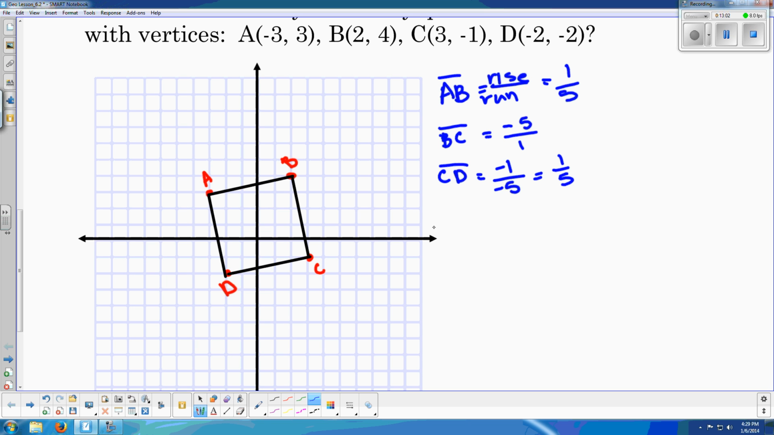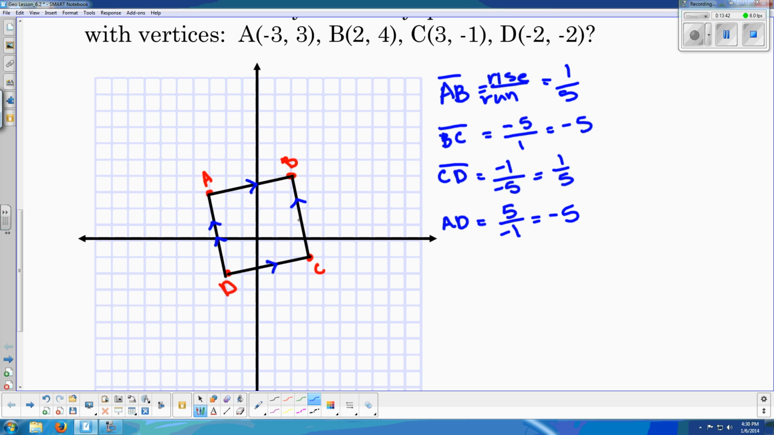Don't forget your line. And then we have AD, which is rise 1, 2, 3, 4, 5. So we went up 5. And then we had to go back 1. So we had negative 5 here. And negative 5 divided by 1 is negative 5. Now, notice our slopes. We have 1/5 and 1/5, so that means these two sides have to be parallel, which is awesome. Now we have negative 5 and negative 5, which means these two also have to be parallel.